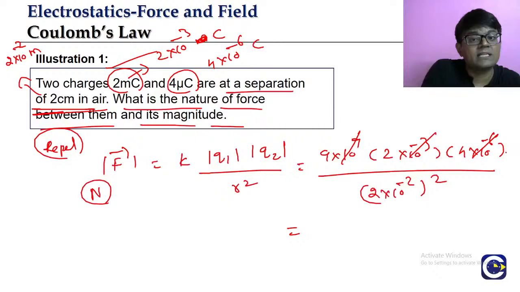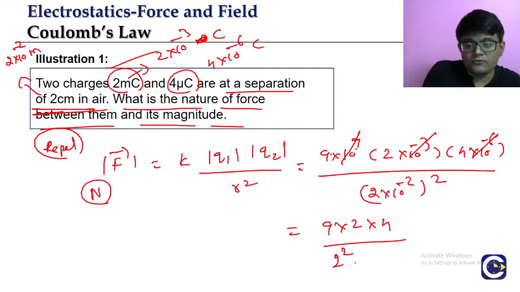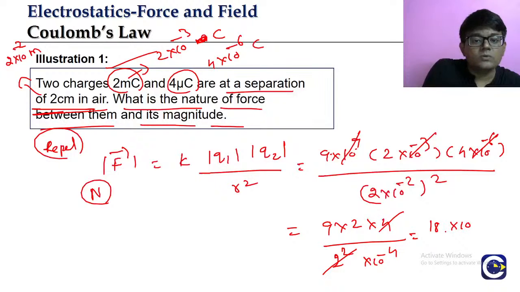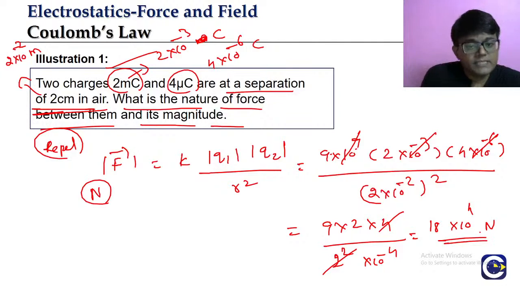10 power minus 6 into 10 power minus 3 is 10 power minus 9, which cancels with 10 power 9. So we have 9 into 2 into 4. In the denominator we square: 2 squared is 4, and 10 power minus 2 squared is 10 power minus 4. The 4 and the 4 cancel. What is it? 18 into 10 power 4 newtons. Check it, students. The answer must be 18 into 10 power 4 newtons.